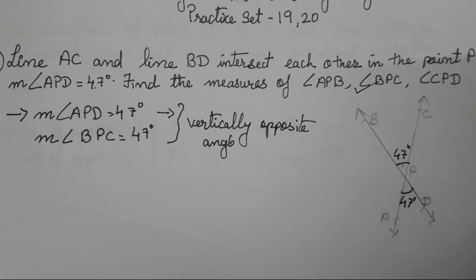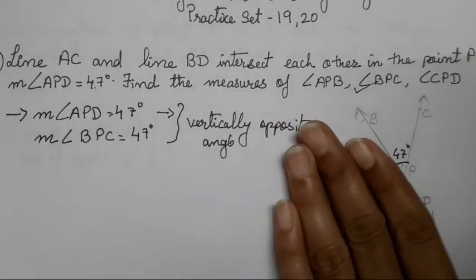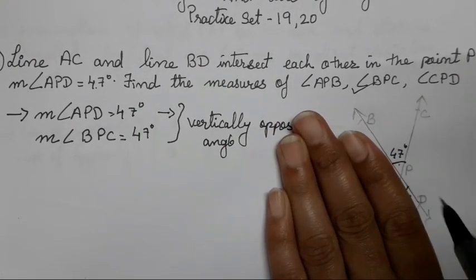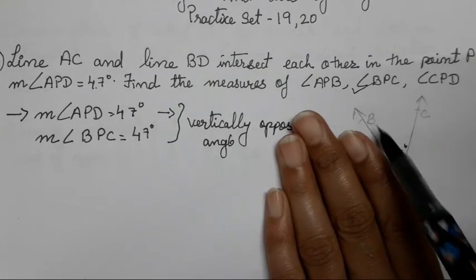Now next what we have to find is, अब see, if you will forget about this, this is a linear pair, मतलब ये 180 का एंगल बनने वाला है.